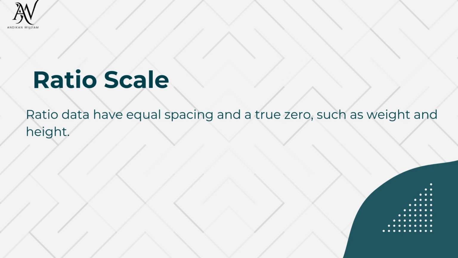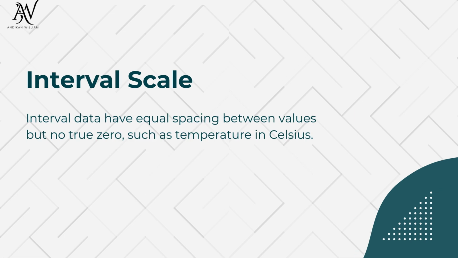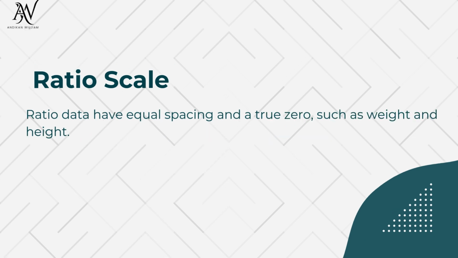But now, on the other hand, ratio scale has equal spacing, but a true zero value, such as weight. If you have zero as your weight, that means you do not have any weight. If you have zero as your height, that means you do not have any height. Take note of the difference. In interval scale, there is no true zero. Example, the temperature. Even if you have zero, it doesn't mean that there's no temperature. But if you have a zero in a ratio scale, it means there is nothing. So that's the difference between the interval scale and the ratio scale.